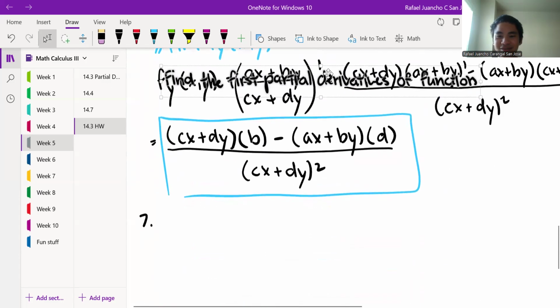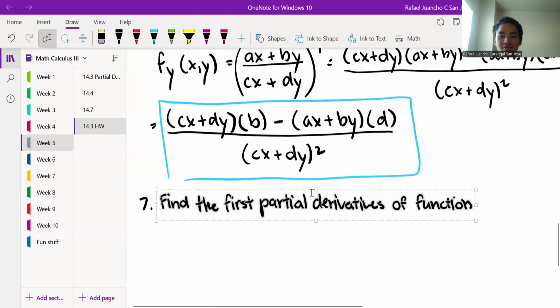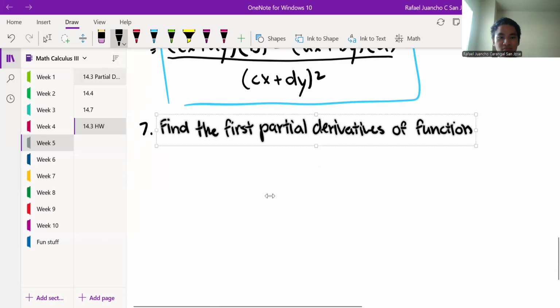I'm dragging this thing. Okay, there we go. Nice and easy.